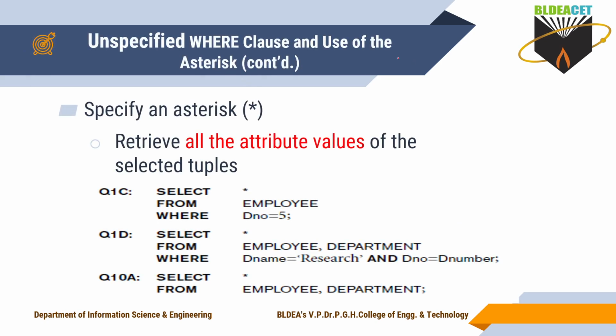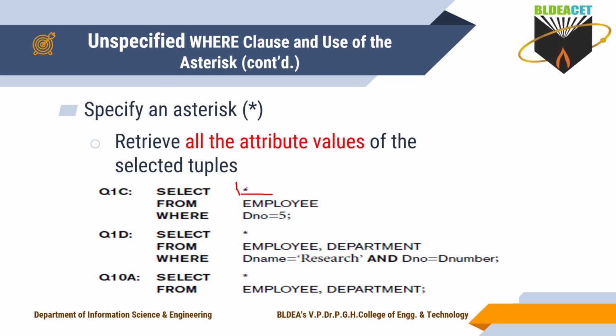So next is the use of asterisk symbol. Yes, even in the select clause, as I told earlier, select clause is for specifying the attributes. According to which attribute values you want to retrieve, those attribute names you have to specify in the select clause. Instead of attribute names, you can also use the asterisk symbol. So if you use the asterisk symbol, what does it mean? It retrieves all the attribute values of the selected tuples.